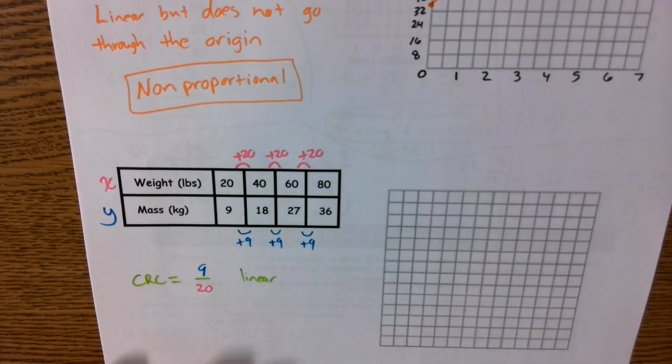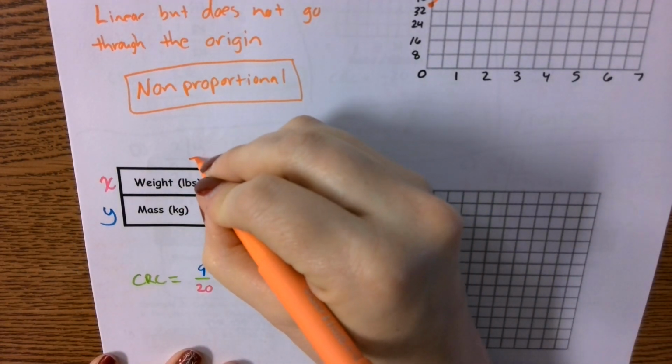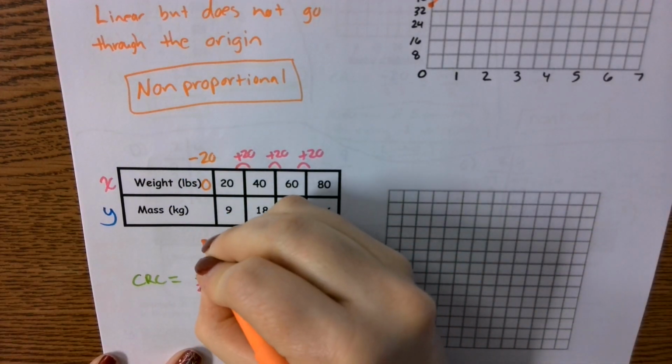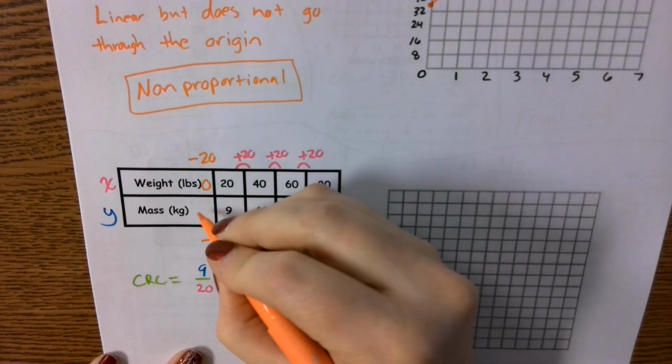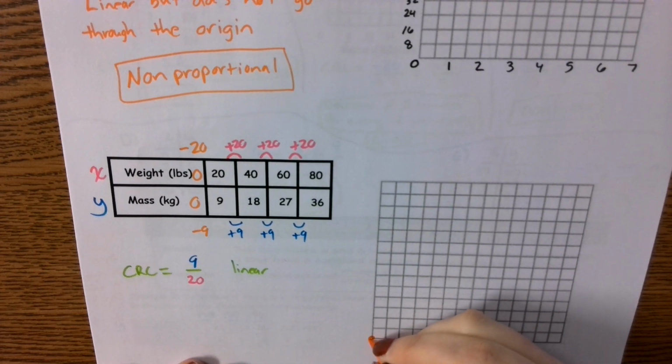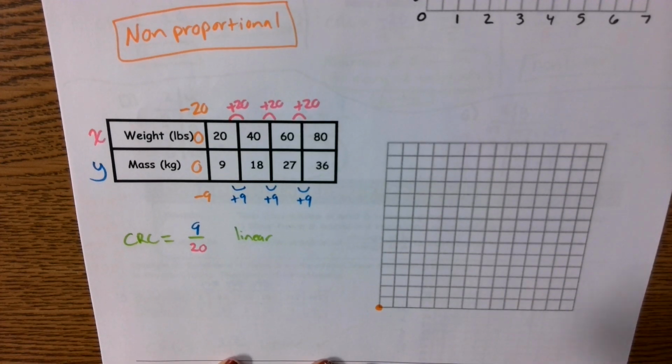Okay, if we were to work backwards, then to go backwards, we would subtract 20, and that would bring us to 0. And then we would subtract 9, and that would bring us to 0. So we do happen to go to the origin. Okay, so when we're plotting our points, it is going to be plotted at the origin.